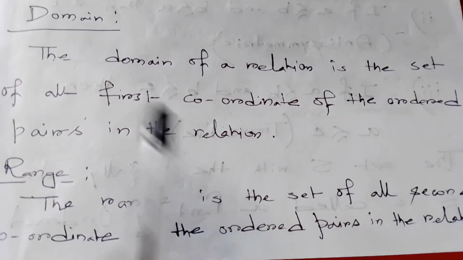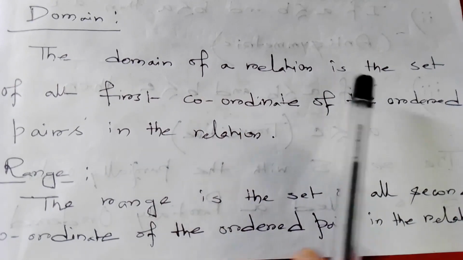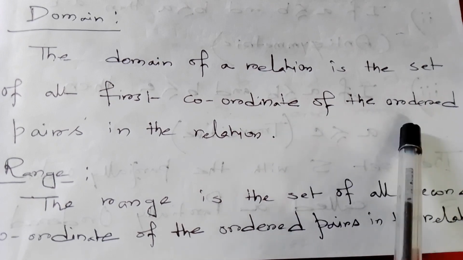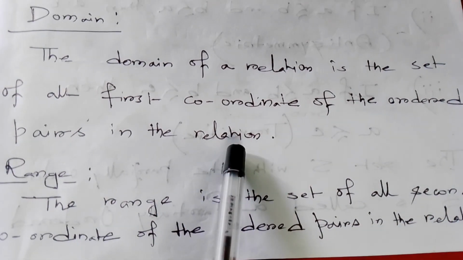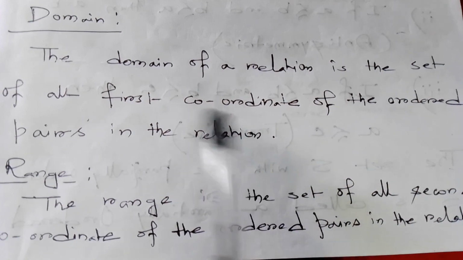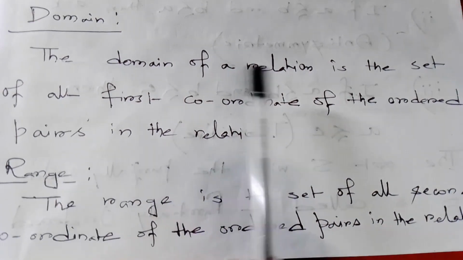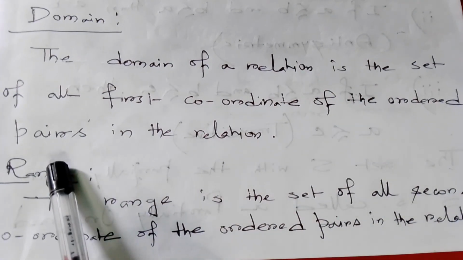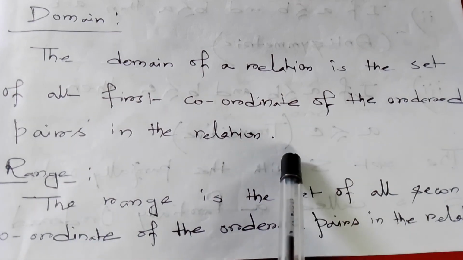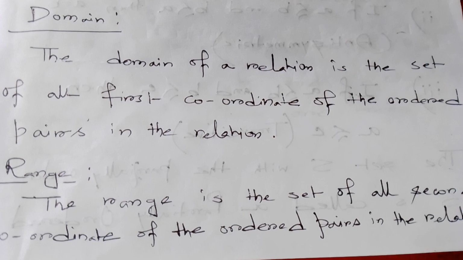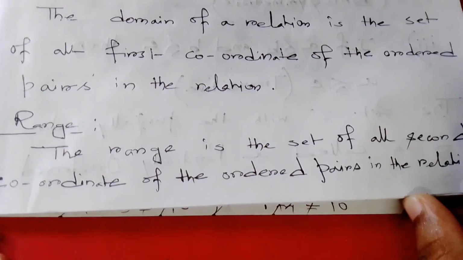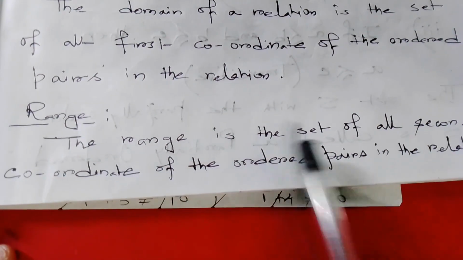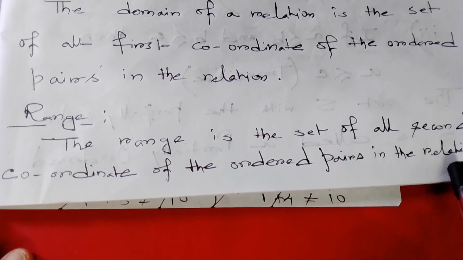Now, domain. The domain of a relation is the set of all first coordinates of the ordered pairs in the relation. So we have to memorize this: the domain of a relation is the set of all first coordinates of the ordered pairs. And then the range. The range is the set of all second coordinates of the ordered pairs in the relation.